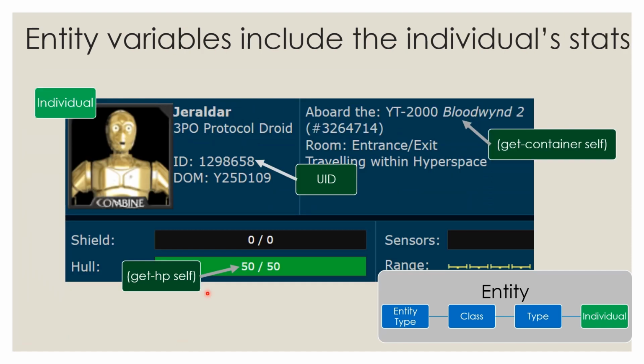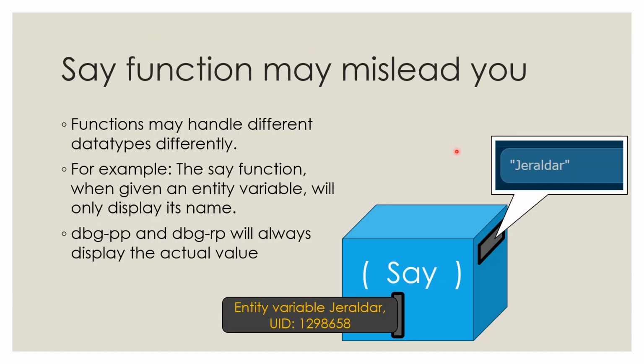So entity variables also include information about an individual. So in this case, this user ID, and you can access a lot of the information on the stats page, not all of it, but much. And you can do cool things here like getting the ship you're standing in, etc. Just a brief overview of entities and data types.